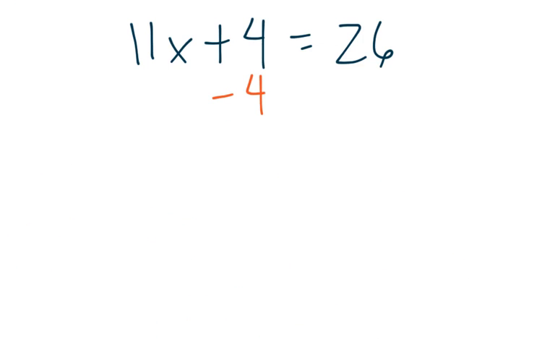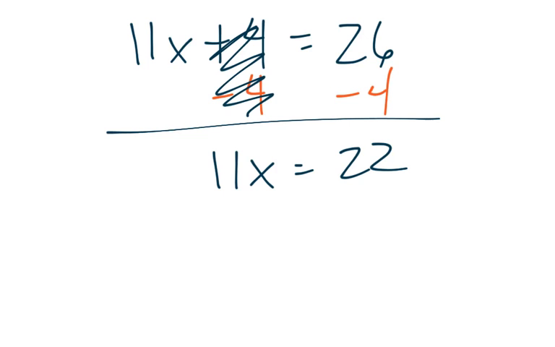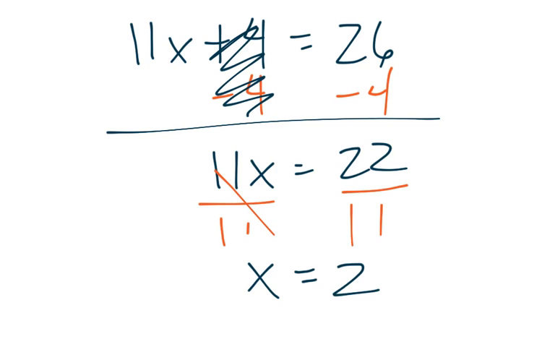Okay, so I'm going to subtract 4. I'm going to get 11x equals 22. Let me draw my lines, cancels that. And I'm going to divide by 11. And I get that x is 2. So we're down to having one of the variables solved for. We know that x is 2.